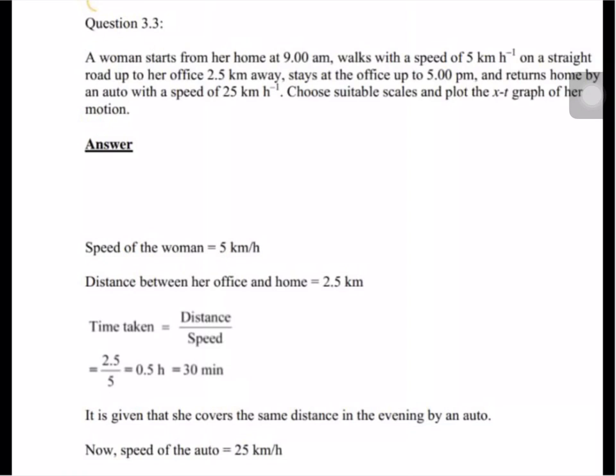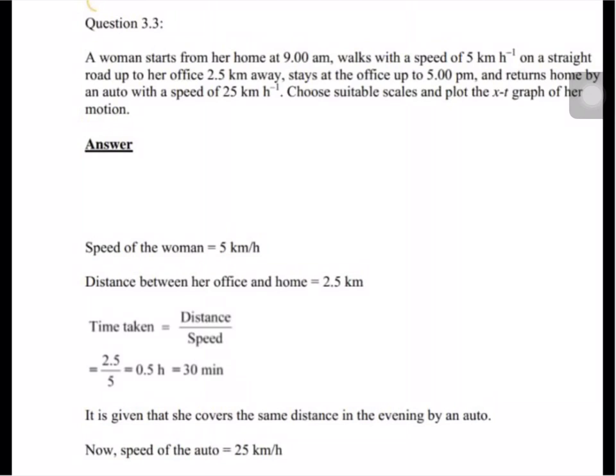So for the last one, a woman starts from home at 9 a.m. and walks with a speed of 5 km per hour on a straight road up to her office 2.5 km away. She stays at the office up to 5 p.m. and returns home by auto with a speed of 25 km per hour. Choose a suitable scale and plot the x-t graph.